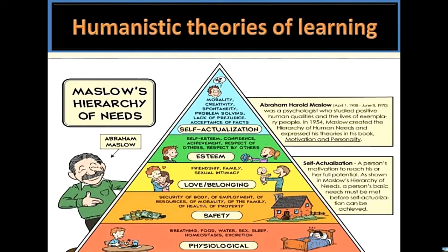Number 3 level, the belonging: friendship, family, and sexual intimacy. Number 4 level is safety: security of body, employment, resources, morality, health, property. And last stage is physiological: breathing, food, water, sex, sleep, homeostasis, excretion. These are Maslow's hierarchy of needs of man.